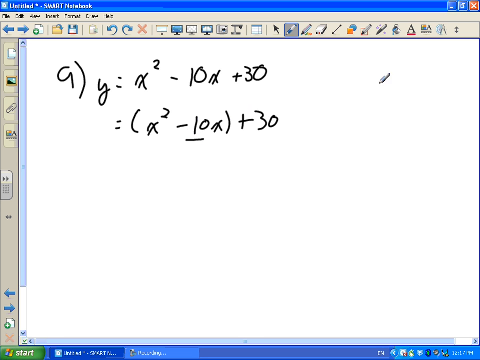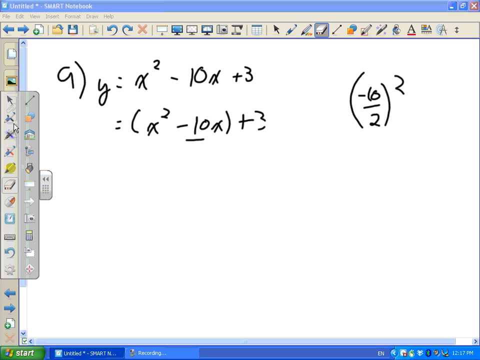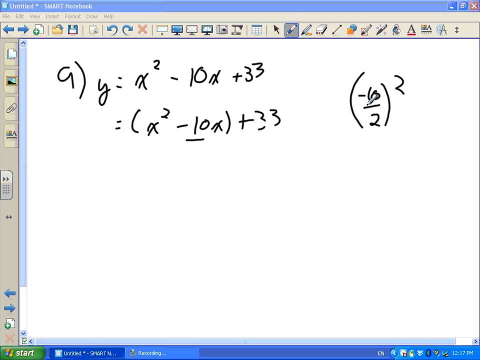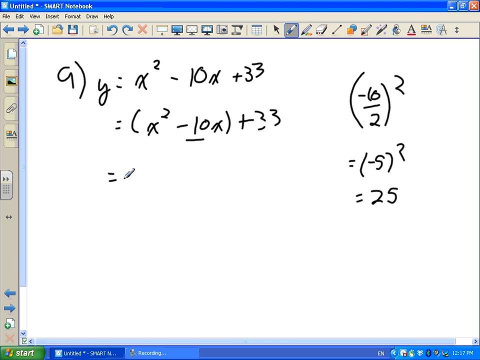I then take that number, my negative 10, divide by 2 and square it. Oh, 33? Sorry. Okay. But still, everything else is still fine. Negative 10 divided by 2 is negative 5. Squared is 25. So inside the brackets, I'm going to add and subtract 25.